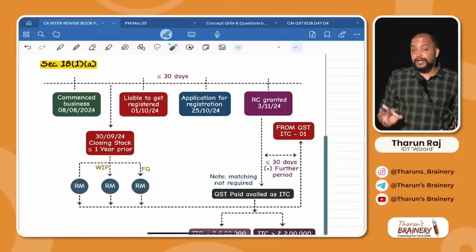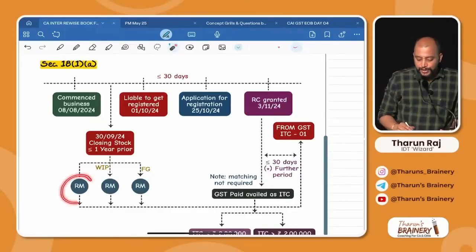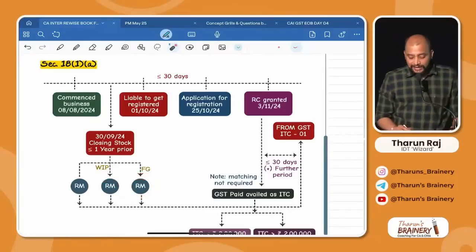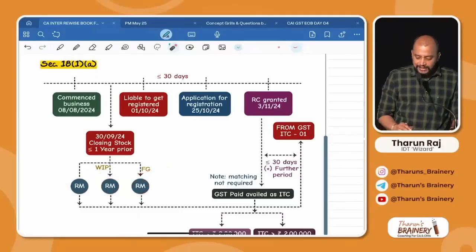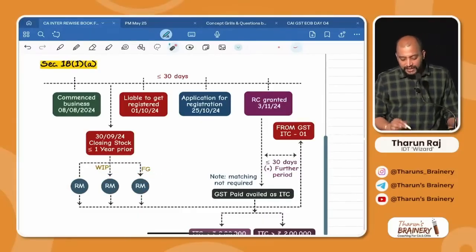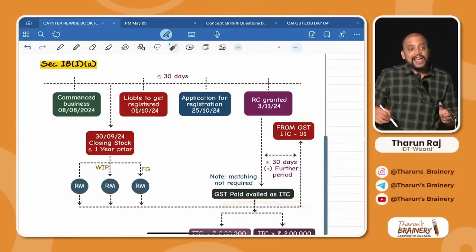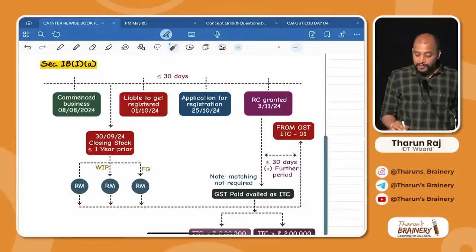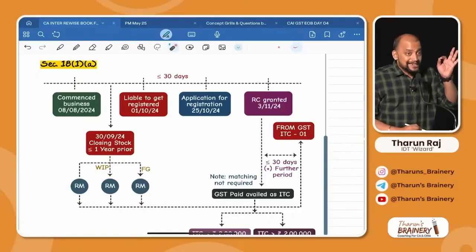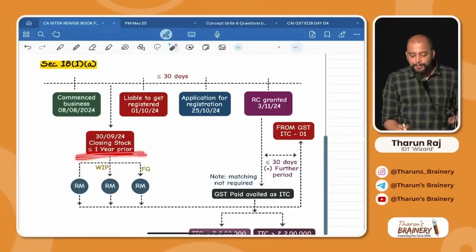What is that closing stock? Inputs, raw material as such, then raw material in WIP, then raw material in FG. These 3 raw materials, that is raw material as such, raw material in WIP, raw material in FG, whatever GST is paid on them, that can be availed as ITC. Got it? But this raw material should have been purchased within 1 year prior.